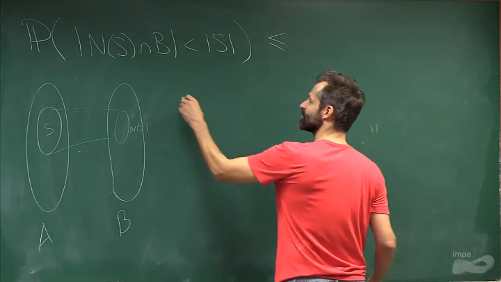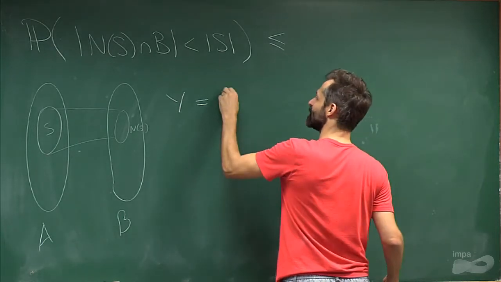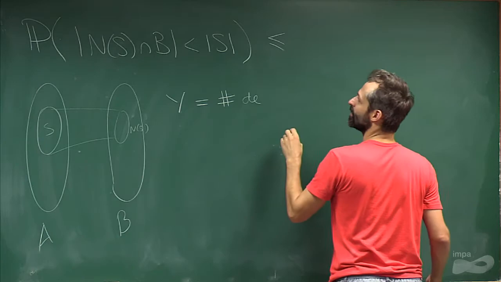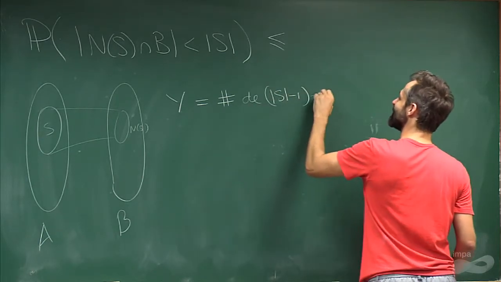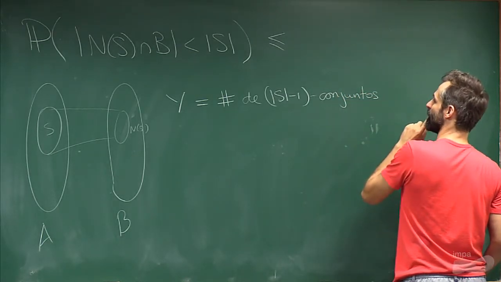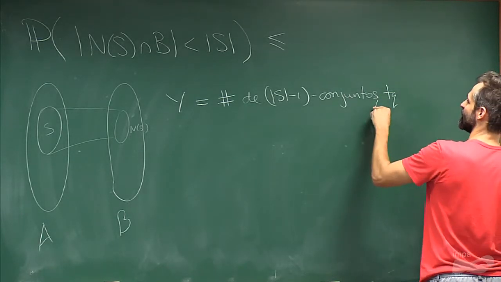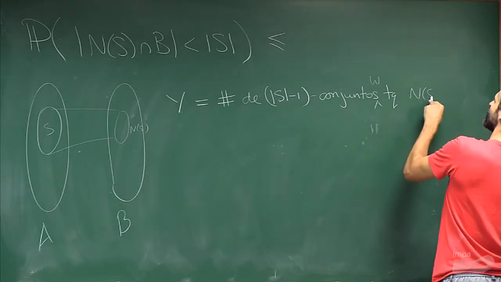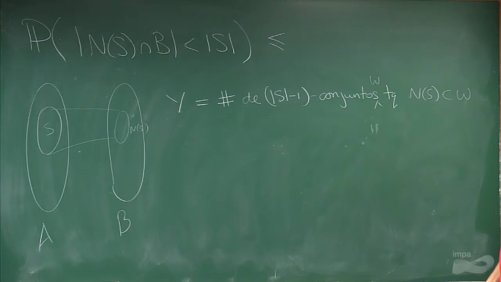Right. So to bound this probability, let's define a random variable Y, which is the number of S minus 1 sets, call them W, such that the neighborhood of S is contained in W. Is this going to work? Y should be 0. I think it's not quite going to work.